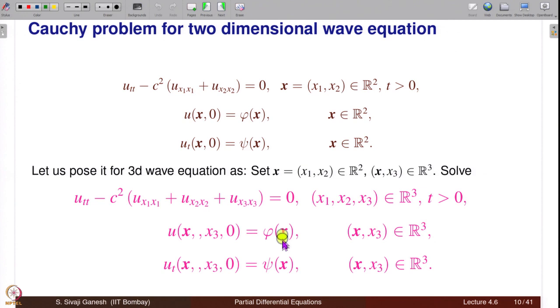So, phi and psi, if you notice, this is a Cauchy problem for the 3D wave equation, and the Cauchy data depends only on the first two variables. It does not depend on x3 because bold face x means x1, x2.